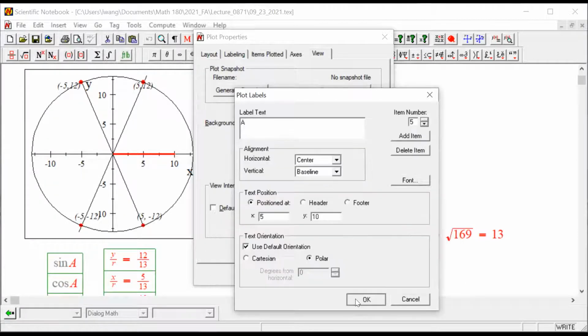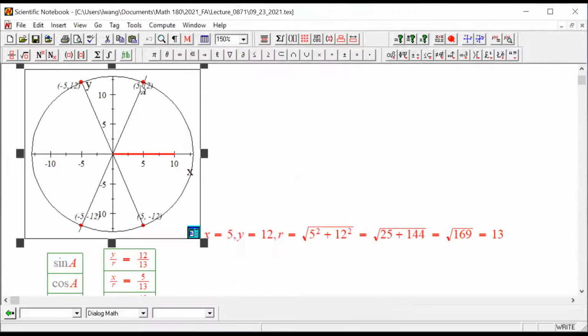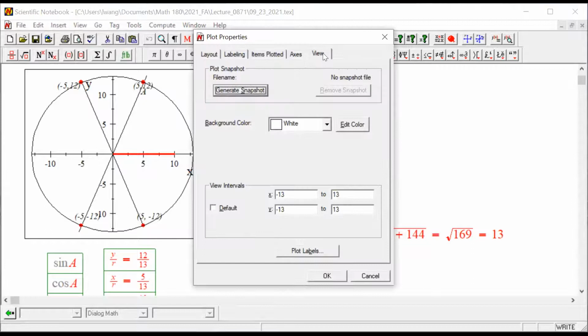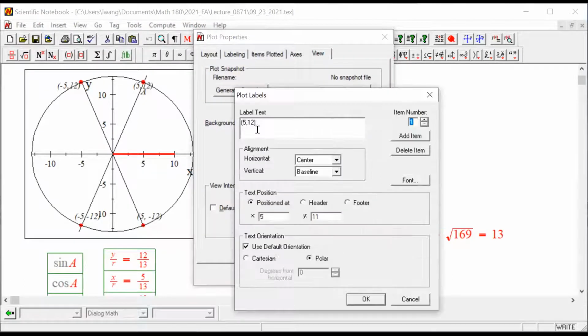I'm just going to mark the points with letters. Okay, so this is A. So now you're working on B. Okay, so the B point.